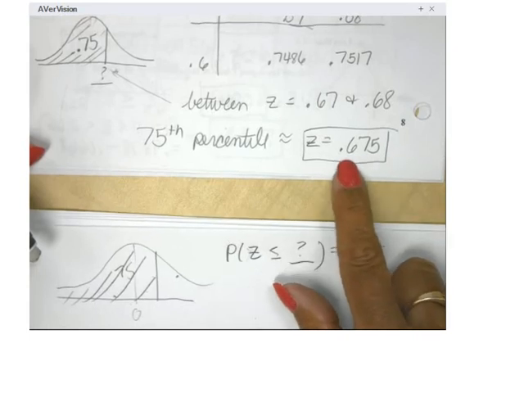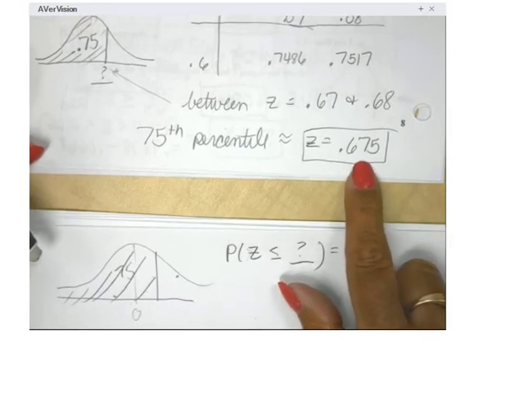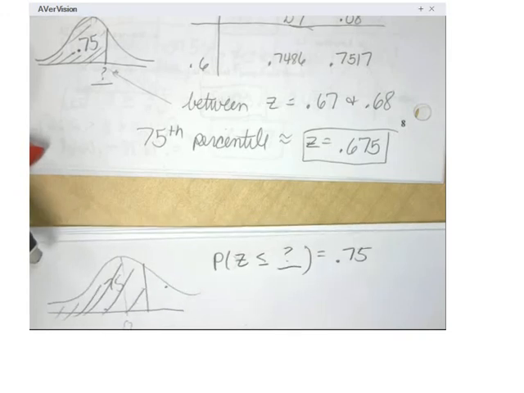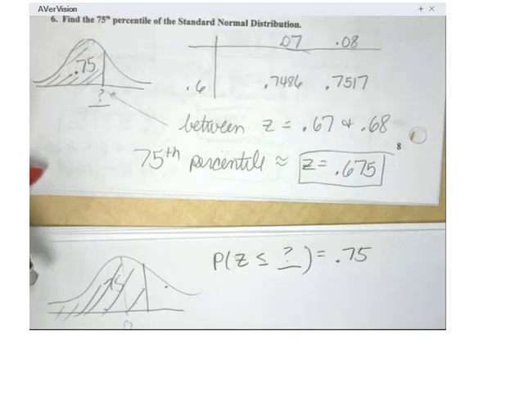So it's between these two, really close, a little bit closer to this one. So if you're going to only use a two-place decimal, I would say 0.67. This is a little bit better estimate. You could even say 0.674, but we won't have to nitpick that much on it. All right. Okay, now you're ready to do some practice.